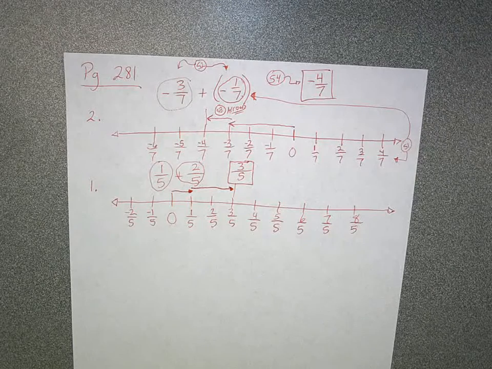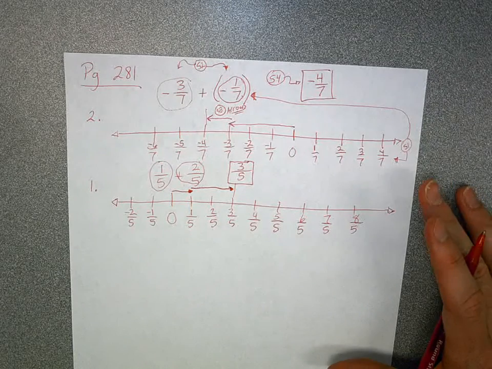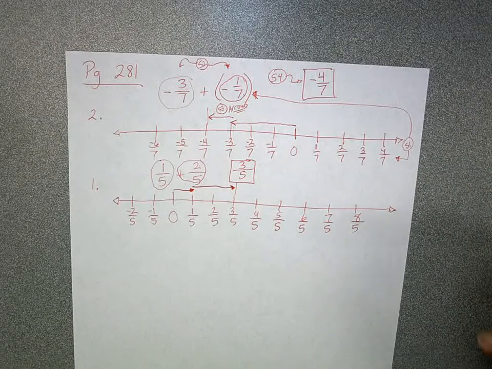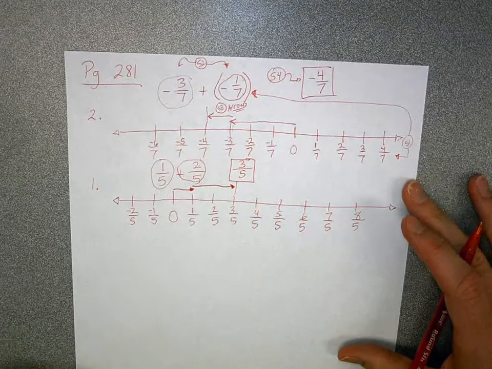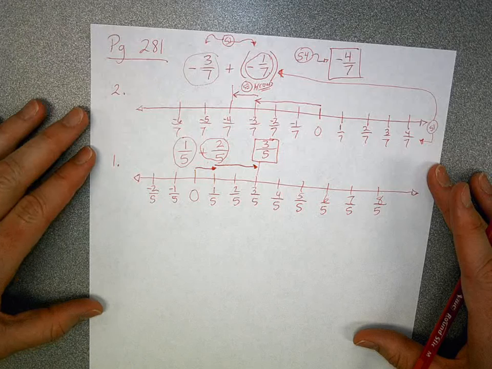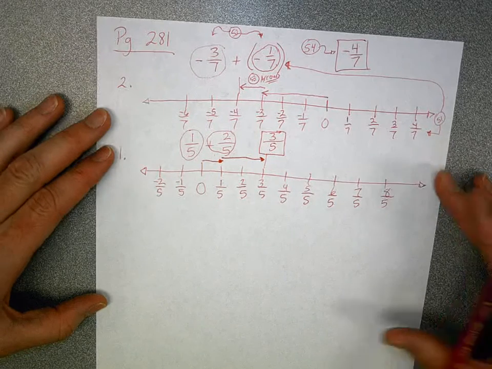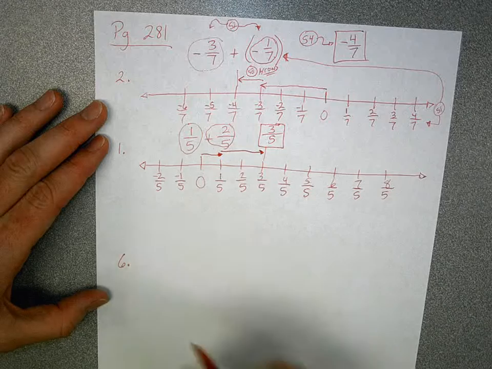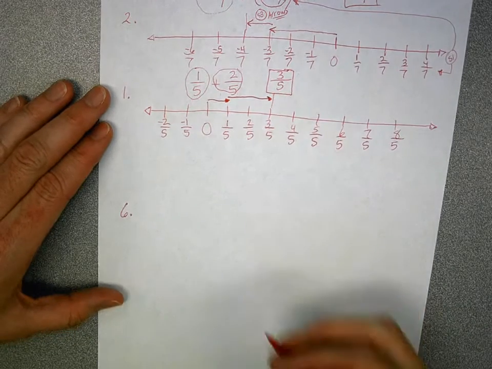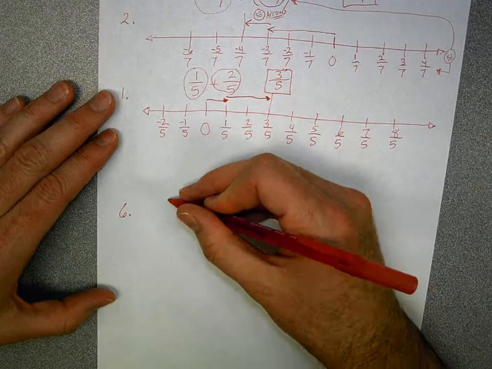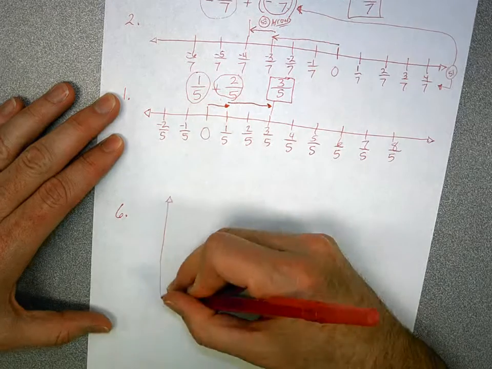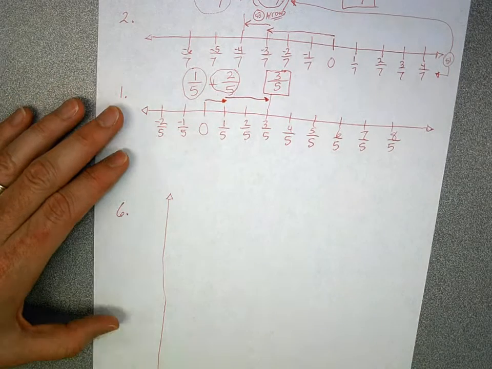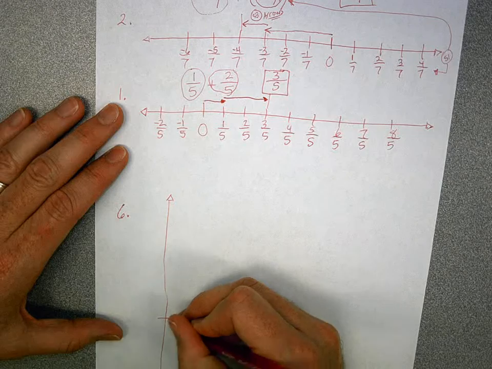All right, so hopefully you did well with that one. Let's go ahead, I want to do one more with you guys and have you try one more. Let's take a look at problem number 6. It looks a little different just because it's a vertical number line. So I have my vertical number line, and it looks like the 0 is about right here for you guys.